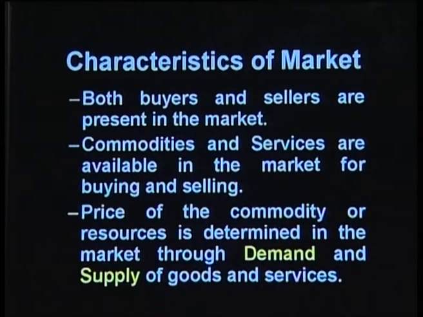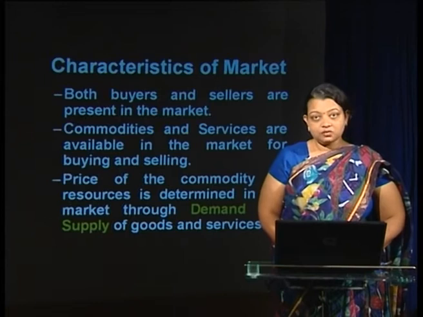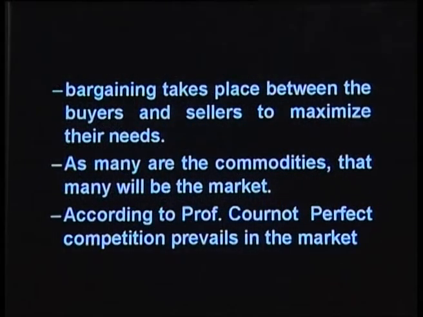Both buyers and sellers should be present in the market. They deal in the sale and purchase of commodities and services. That means commodities and services are available in the market for buying and selling purposes. Price of the commodity or resources is determined in the market through demand and supply of goods and services. We should not forget that the point where demand equals supply is the point where price in the market is determined. Another characteristic of market is that bargaining takes place between the buyers and sellers as they want to maximize their needs.